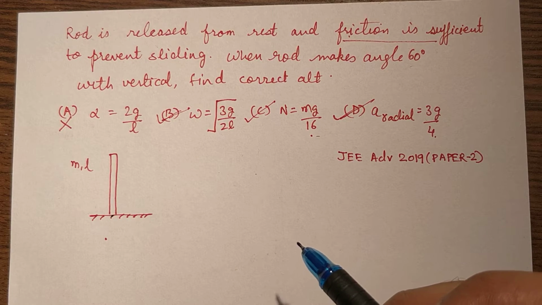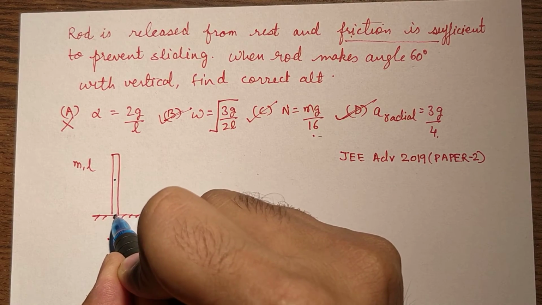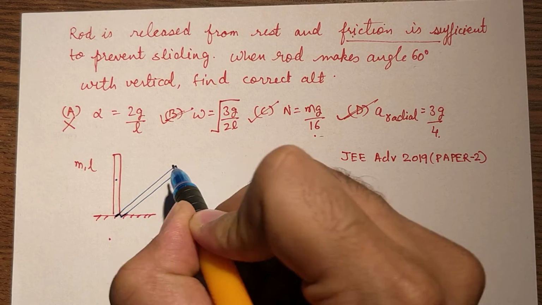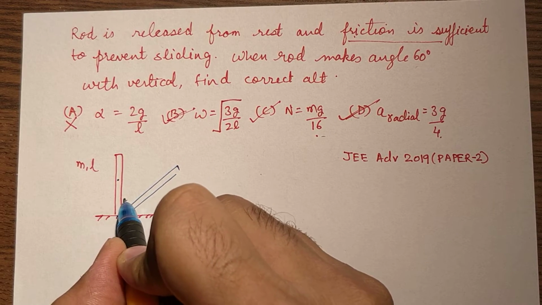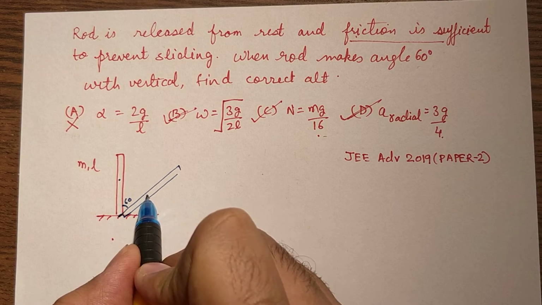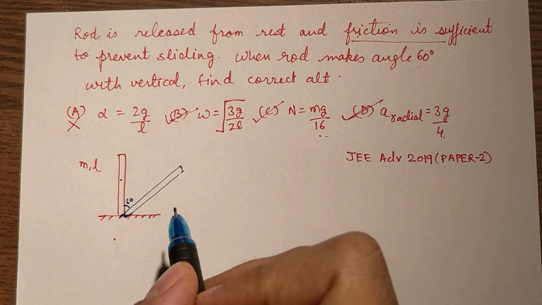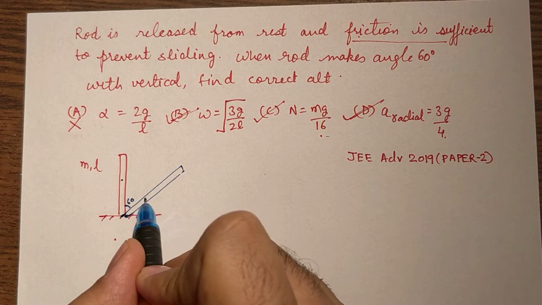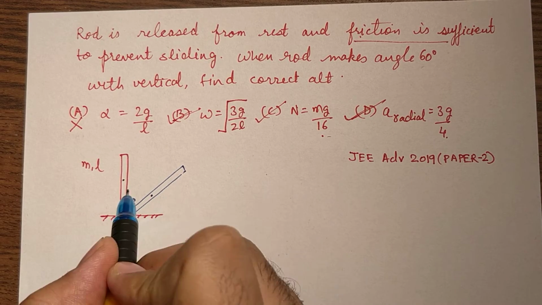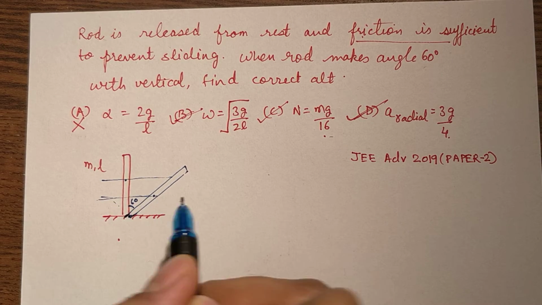So let's draw the diagram. This is the initial situation. Now no slipping will take place, so let's say after some time it makes an angle 60 degree with the vertical. This will be the situation. Since this is nothing but pure rotation about this point, I can find its omega using conservation of mechanical energy. So I just need to find the vertical displacement of its center of mass.